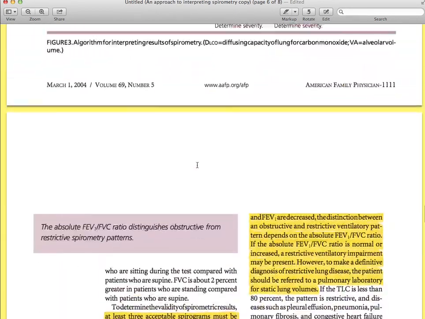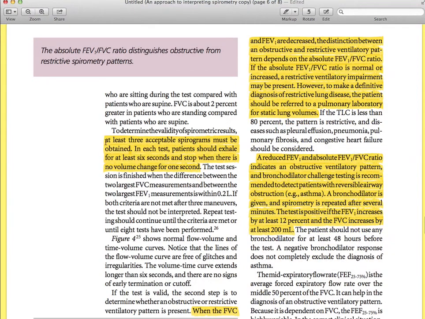Okay, I guess the last thing I just wanted to mention about this was you need at least 3 acceptable spirograms. And in each test, the patient should exhale for 6 seconds and then stop for a second or so before they start to inhale.